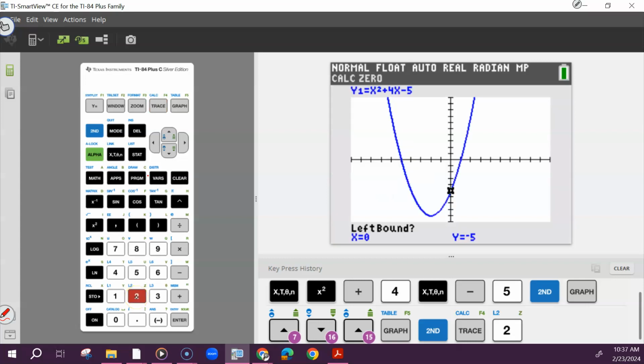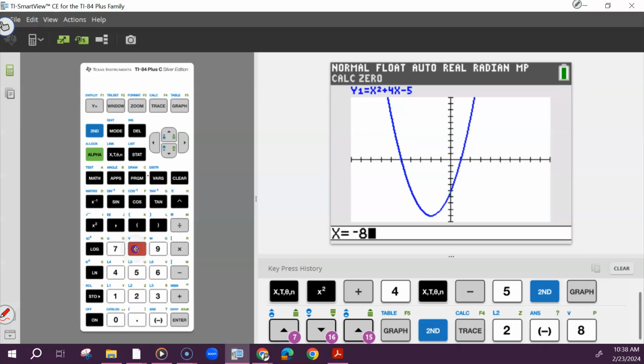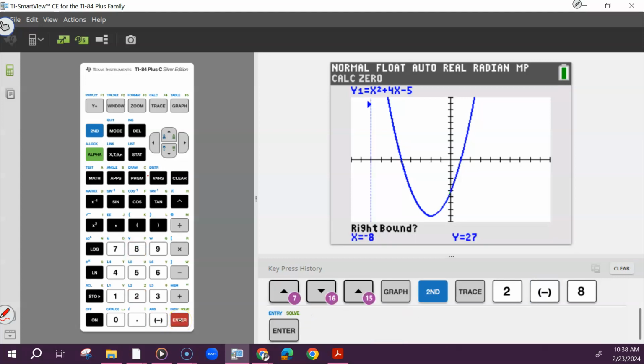The issue is you can only do this one at a time. So if there are two solutions, you can only do this one at a time. So let's say I'm trying to find this one. The left bound is something to the left of this. So pick a number that would be left of this. -8, sure. So I can type in -8, hit enter.